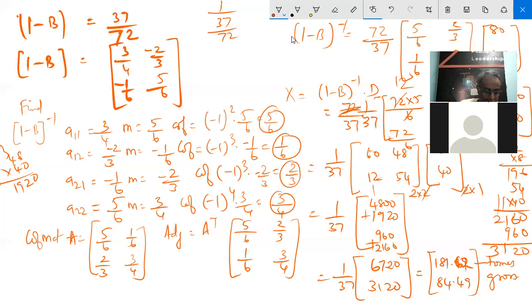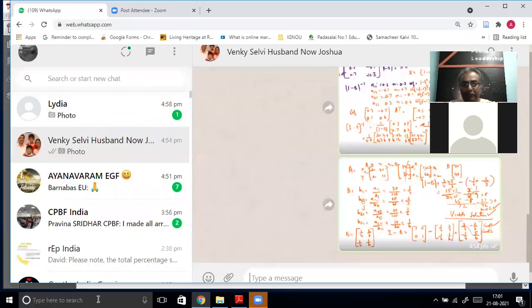Then the other one, 3120 by 37. 3,120 divided by 37 gives 84.32432. There are some slight differences because I did the manual calculation. Very good, so that sum is also over.